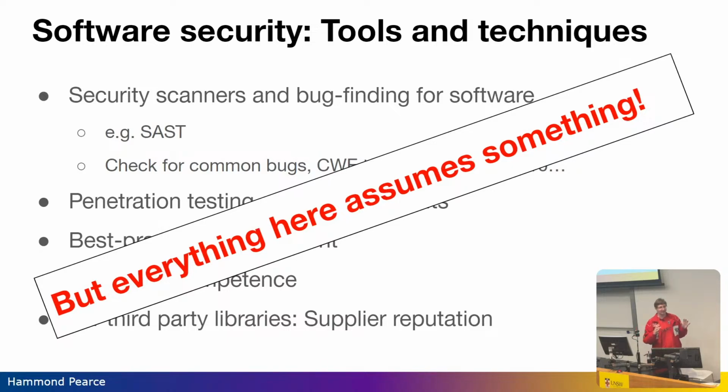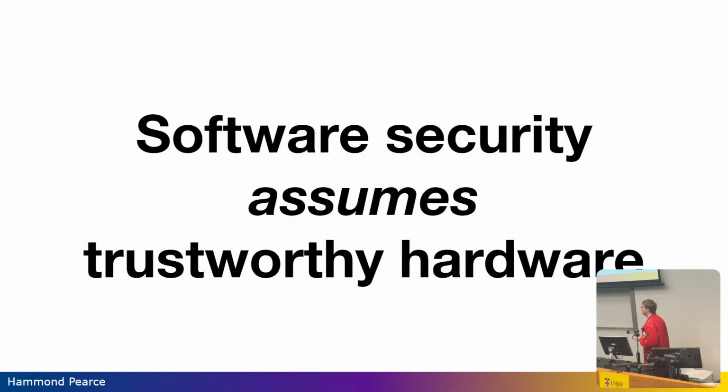But all of those things and everything else I said earlier all assume something. And that is that when we actually have a machine that's, for instance, running our security scanning software, or that we obtain third-party code that we're going to run on our processor, or that our penetration testing equipment, which is itself based upon software and hardware, we are assuming that that stuff is going to work correctly.